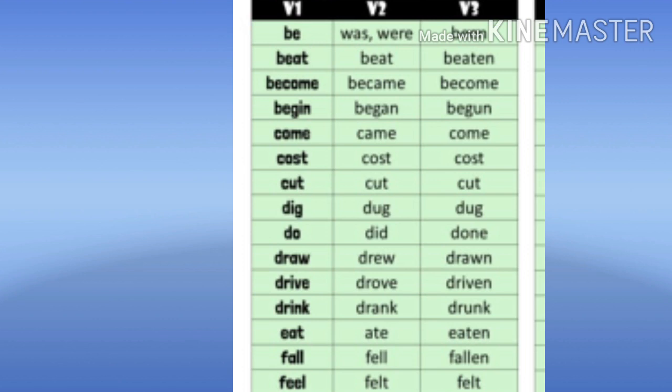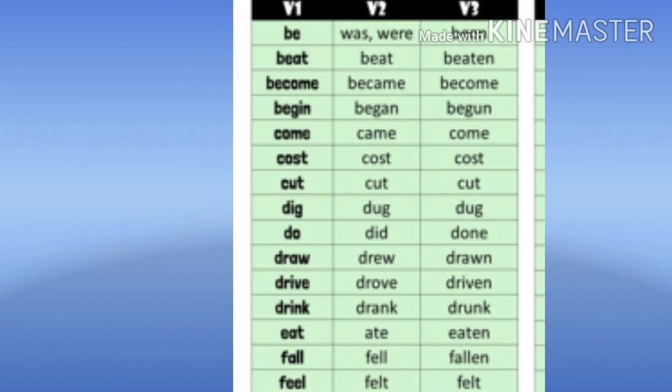Next word, it is beat. Beat is in present tense and past form of beat is also beat and past participle form is beaten. Next word, become, and past form of become is became and past participle form is become. Next word is begin. Begin is in present form and past form of begin is began and past participle form is begun. Next word is come. Past form of come is came and past participle form is come.